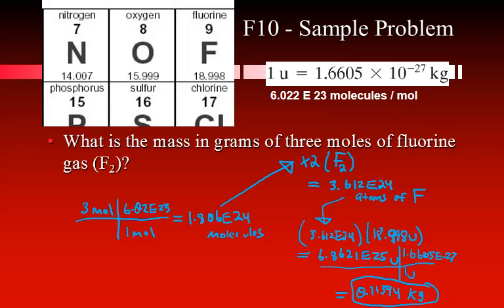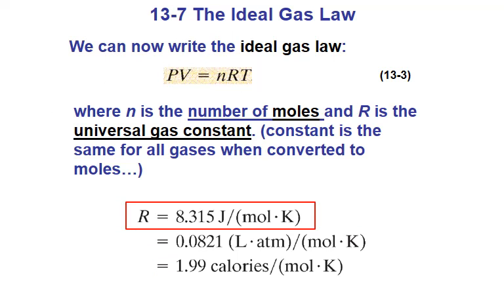Now, what's easier than that is just noting that in 1 mole, we have this many grams. But the trouble is it's F2, right? So we would multiply this by 2, and that's how many grams that we would have. And so that's a little bit easier way to go about it, but it's important to know both ways.